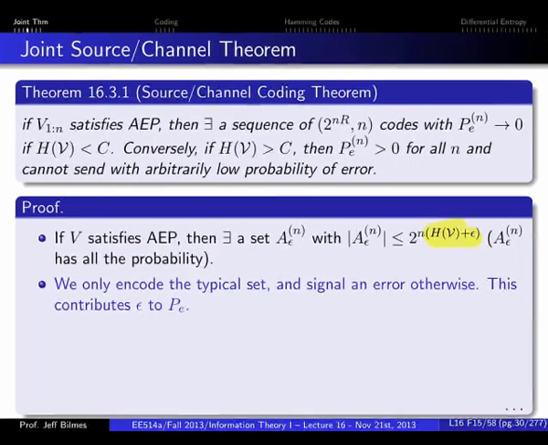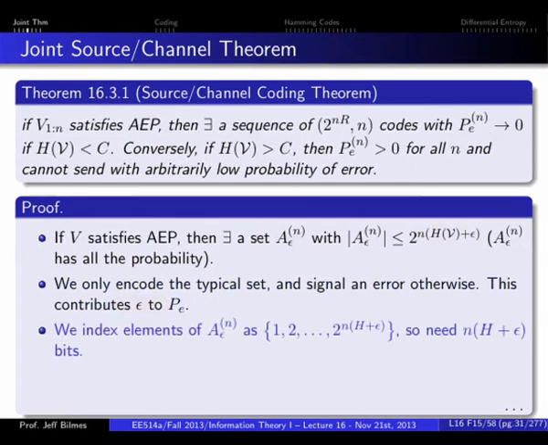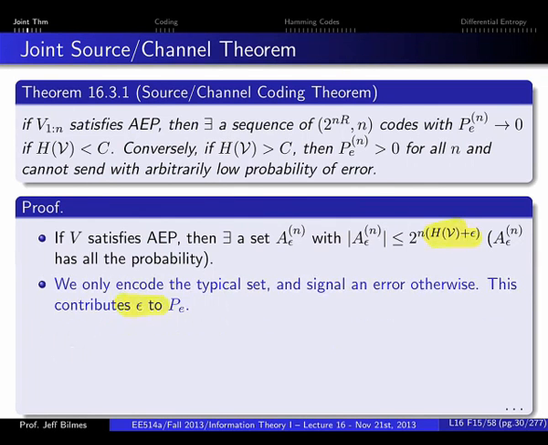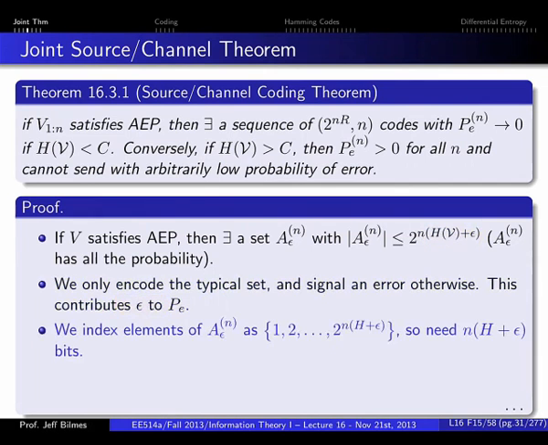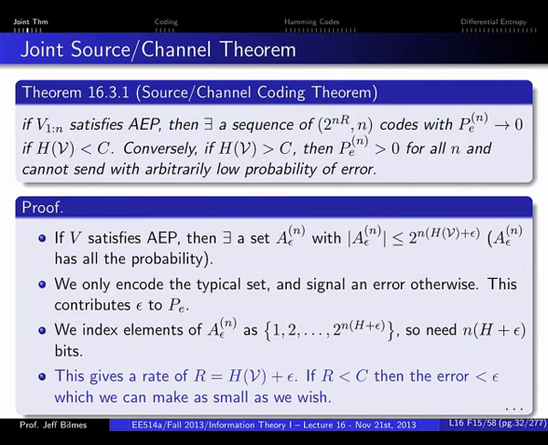And there's an error if we don't hit the typical set, and the error is epsilon, right? Because epsilon is the probability that it's atypical, which can be made as small as we want. And so we have an additive contribution of epsilon to the probability of error so far. And here's our index set. So this is the number of bits we need. And so now we have a rate of H plus epsilon. And so here's our initial rate.